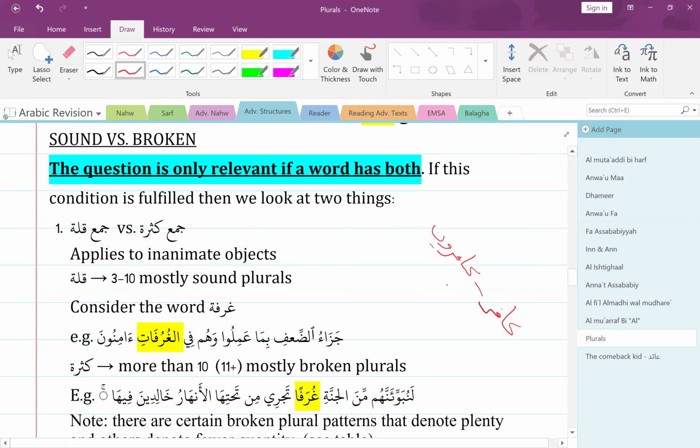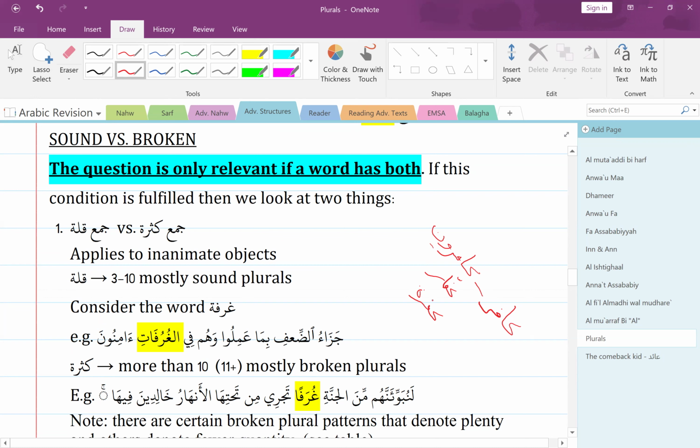Or you could have kuffar. That's another plural you could have. Or you could have kafara. That's another plural. So how do you know when to use which?